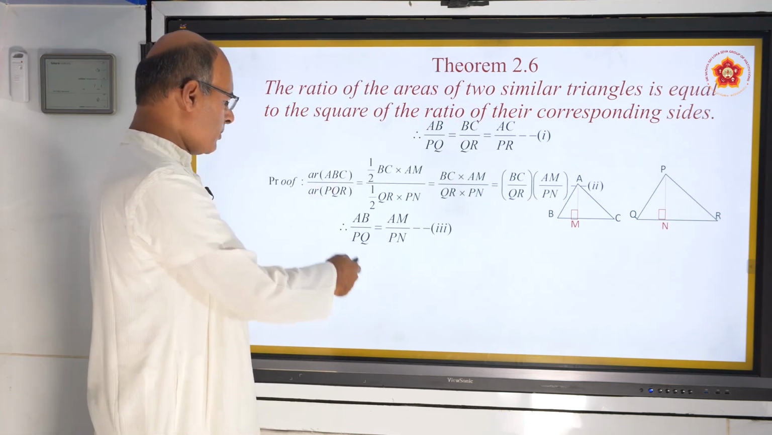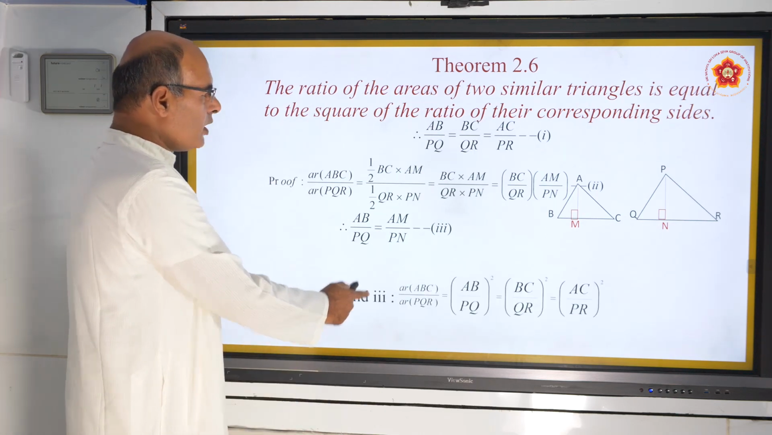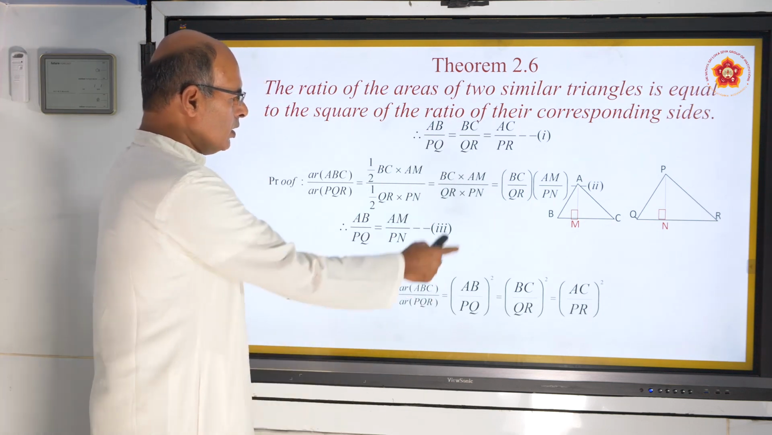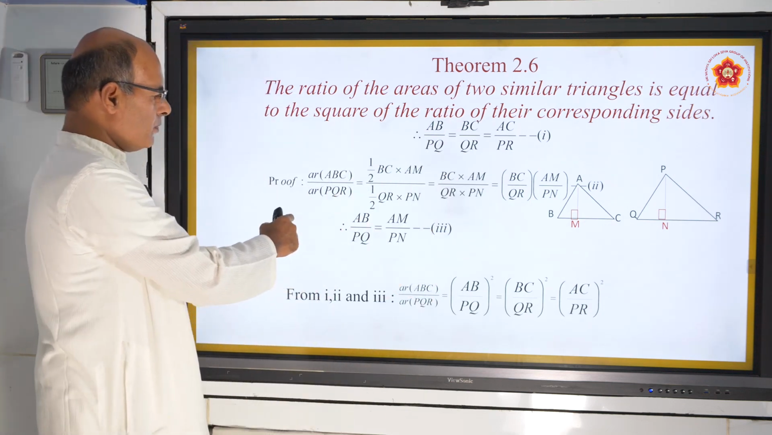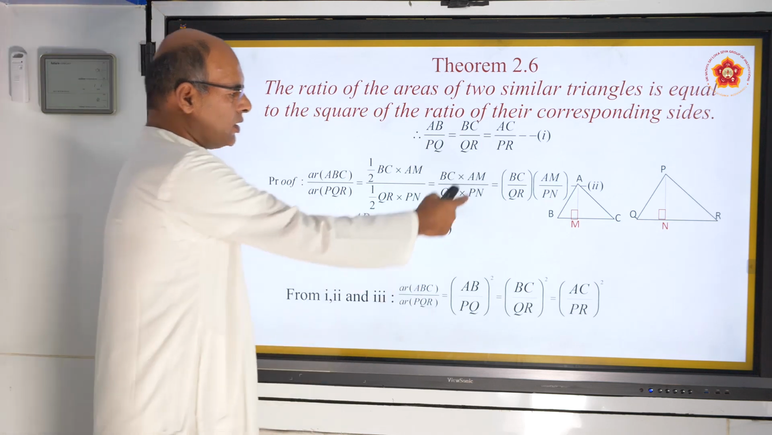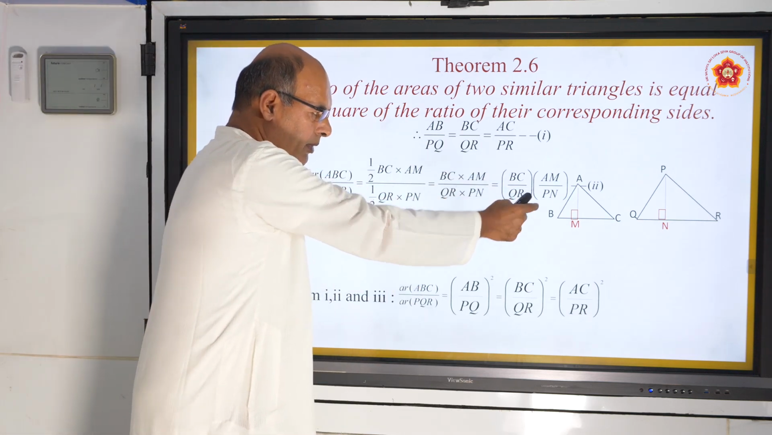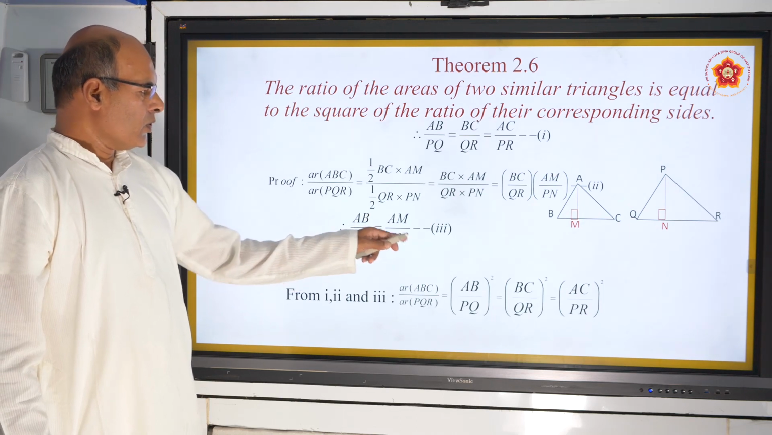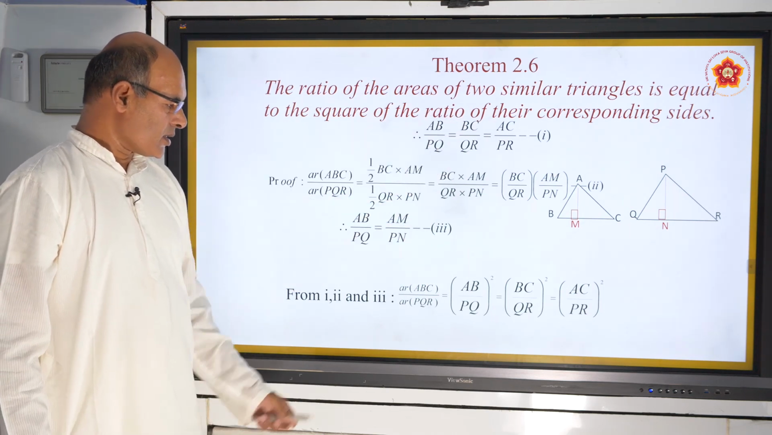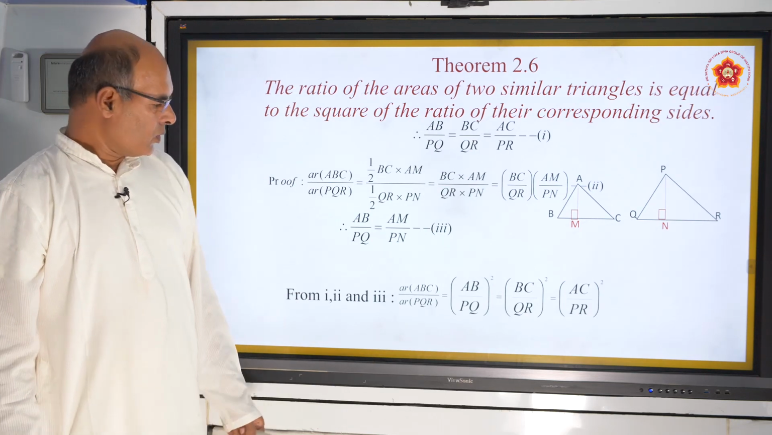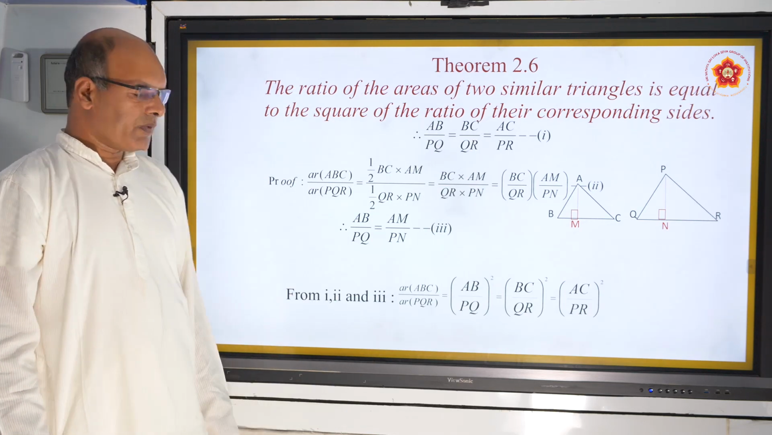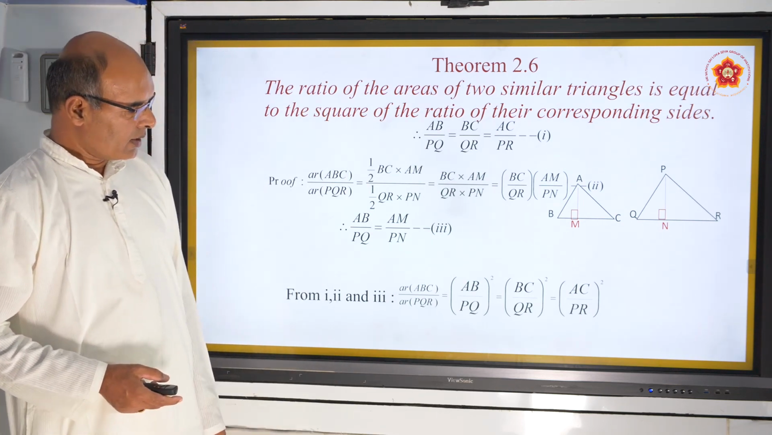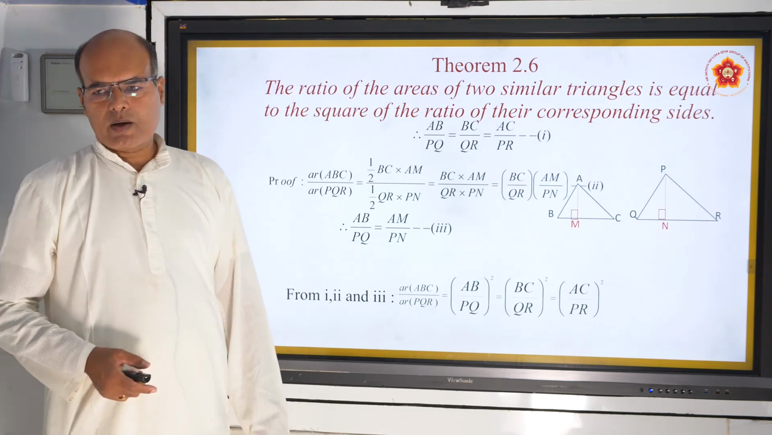So the proof is continuing. From 1, 2 and 3: this is 1, AB by PQ is equal to BC by QR. This is 2, the ratio of the areas of the triangles is equal to BC by QR into AM by PN. Here we have AM by PN is equal to AB by PQ. So from all these three equations, we can conclude that area of triangle ABC by area of triangle PQR is equal to AB by PQ whole square, is equal to BC by QR whole square, is equal to AC by PR whole square.